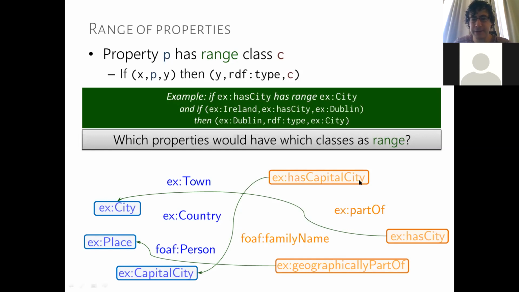Well, if has capital city, if we know that the value must be a capital city, then we know that the value must be a city as well, right? So for example, if has city has range city, and city is a subclass of place, then we know that the value of has city must also be a place as well. So somehow we're implicitly also defining the range to be place. In the case of has capital city, we implicitly define the range city as well, because if the value is a capital city, then the value must also be a city, which gives us this implicit range here. Likewise, has capital city implicitly has place.